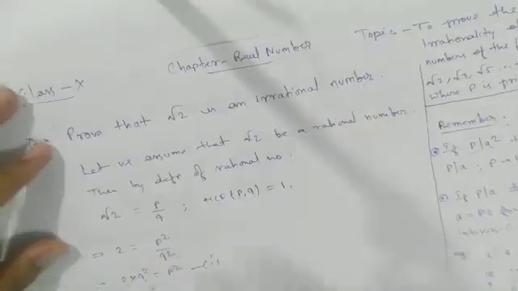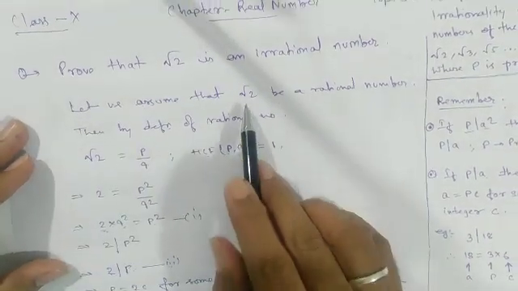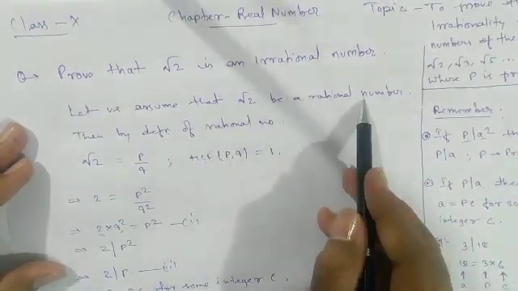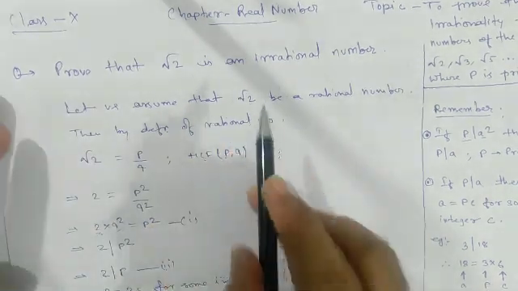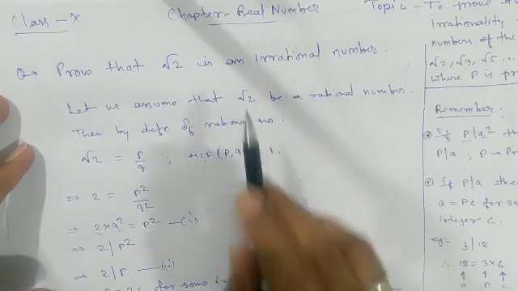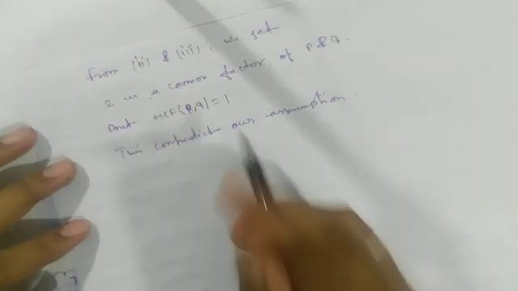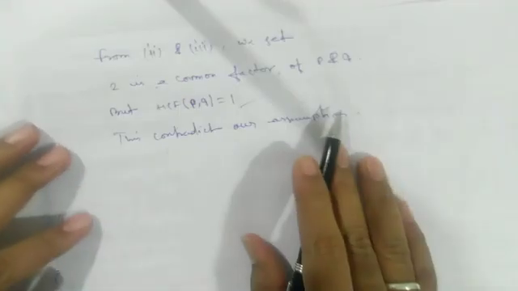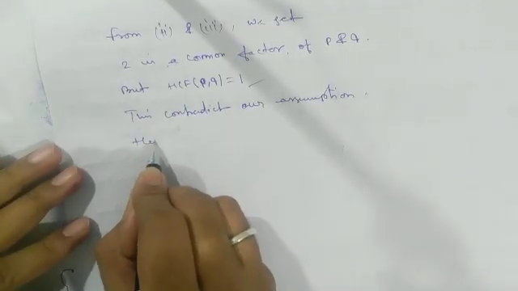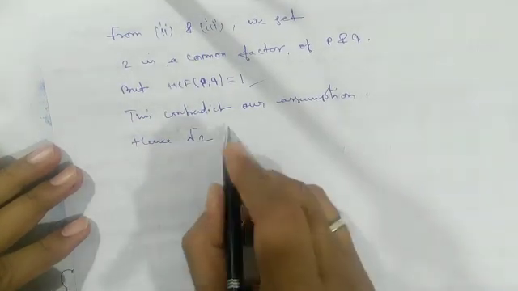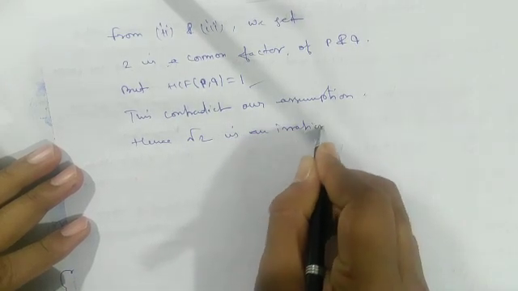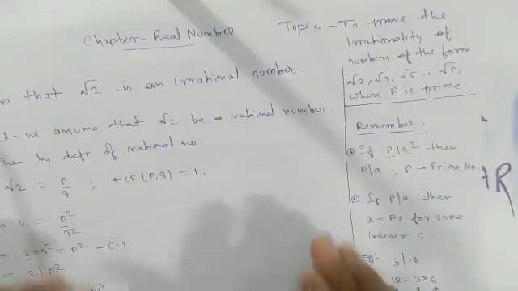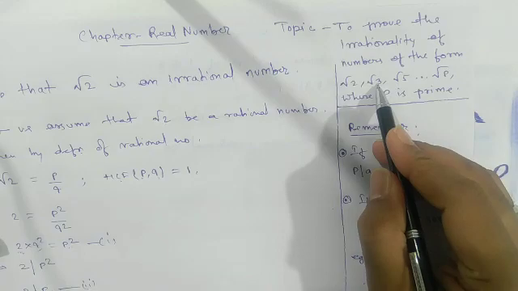What assumption did we make? We assumed root 2 is a rational number. That means our assumption is totally wrong. Whatever assumption we have taken, that contradicts at the end. That means we can say that hence root 2 is an irrational number.